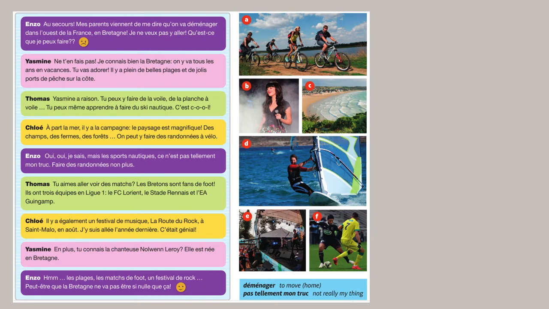Thomas then comes in with Yasmine a raison. So that literally is Yasmine has reason. Yasmine is right. That's how you say someone is right. Yasmine a raison. Tu peux y faire de la voile, de la planche à voile. Tu peux même apprendre à faire du ski nautique. C'est cool. So Yasmine is right. Tu peux y faire de la voile. You can there do sailing, de la voile, sailing, de la planche à voile, windsurfing. Tu peux même apprendre à faire du ski nautique. You can even learn to do water skiing. C'est cool. It's cool.